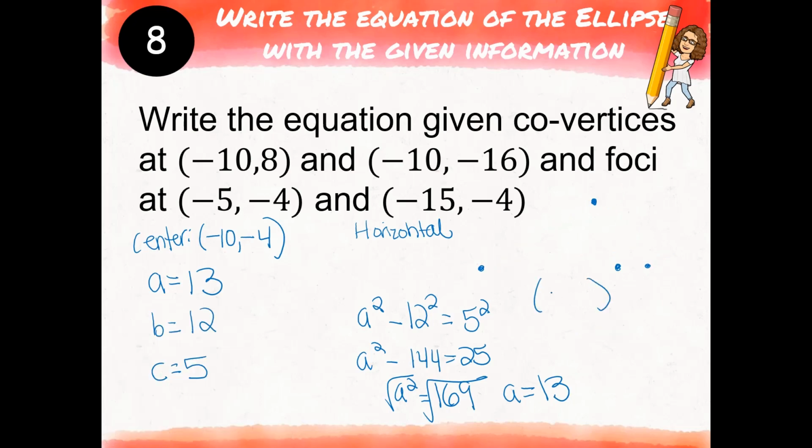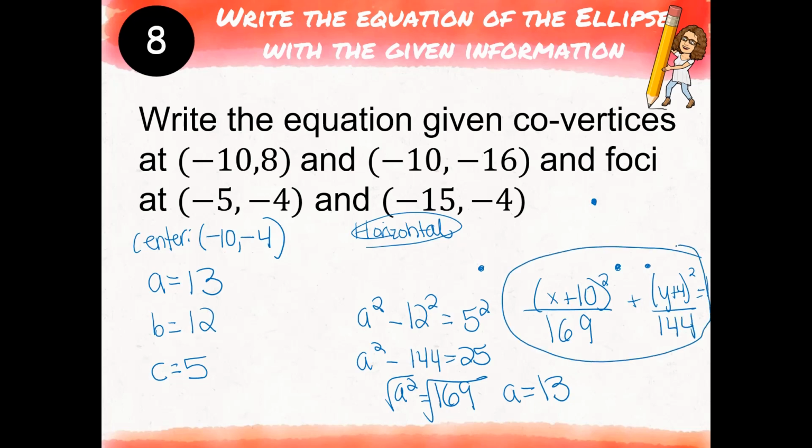My template, write that out. Oh, we're running out of room. There we go. Now, it is horizontal. So that means my A value has to be under the X. The bigger denominator has to be under the X because it's horizontal. So that means this will be 169 underneath the X, and it'll be X plus 10. Almost forgot that. And then Y plus 4. And then this denominator will be, in fact, 144.